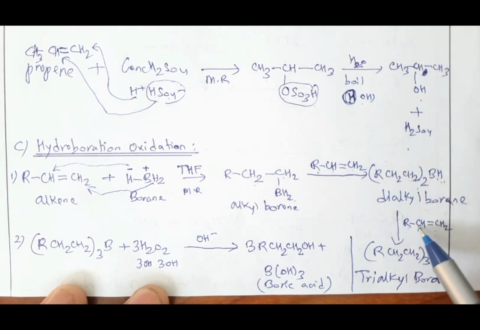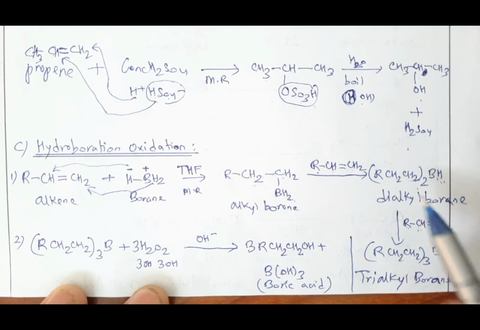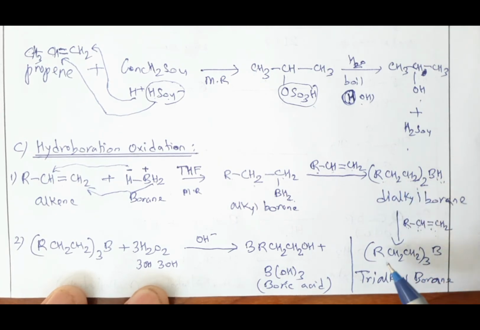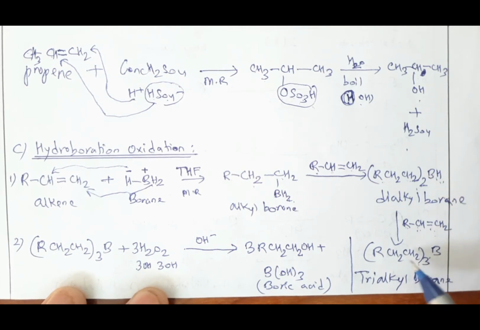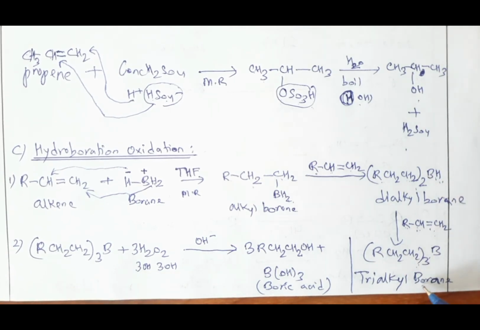If you take this H here and you make it RCH2CH2, it becomes 3 times. So now RCH2CH2 will become 3 times, and what will be left here? Only B. And this is called trialkyl boron. We call it trialkyl boron, students. So I hope you all understood till here how to go with the reaction.